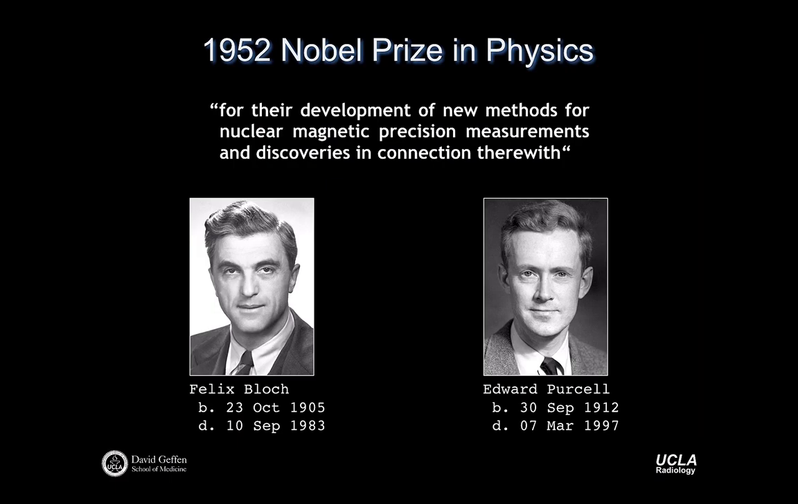What's this lecture about? Well, it's really in part about these two guys, right? The 1952 Nobel Prize in Physics. MR has a lot of Nobel Prizes in and around the field, not the imaging per se, but the chemistry and the physics. These guys, Felix Bloch and Ed Purcell, got the Nobel Prize in 1952 for their developments related to magnetic precision measurements, being able to measure what's happening to a spin system.